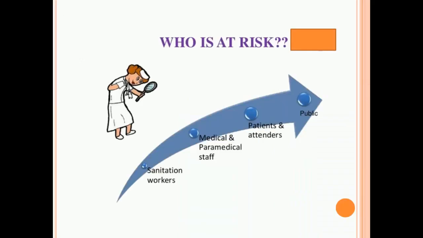This has to be taken more seriously, and biomedical waste has to be managed in these particular areas in a proper manner. Coming to who is at risk if biomedical waste is not managed properly: first of all, the sanitation workers, the workers in this particular field, are in trouble. Then the medical and paramedical staff. Since the biomedical waste is managed by them at the initial stages, they are at risk at the initial levels. Then patients and attenders are also at risk. And finally, the public. So this is the risk pattern.